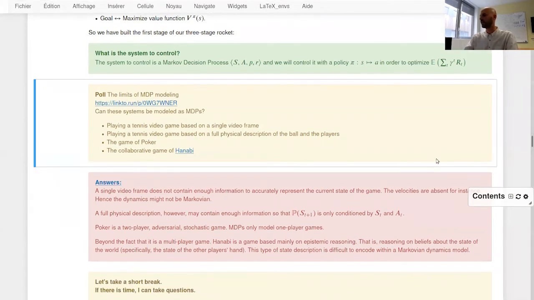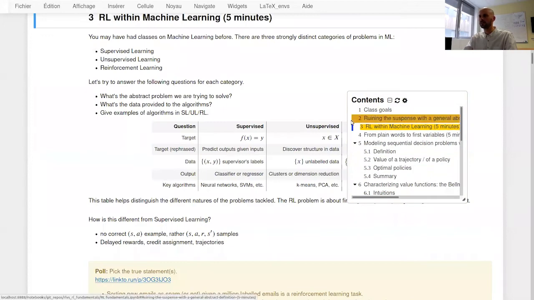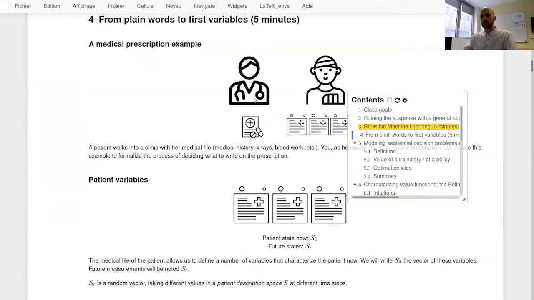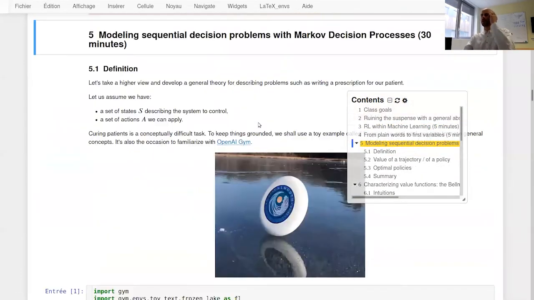If I get back, okay, now I can't see my contents anymore. If I get back to the examples that we had before, where was this one? Anyway, it's no big deal. I can do it without the example.